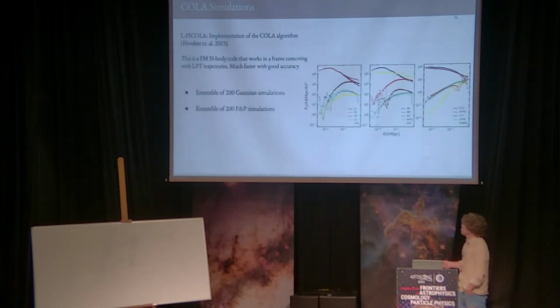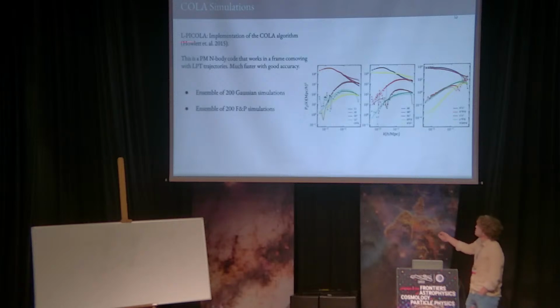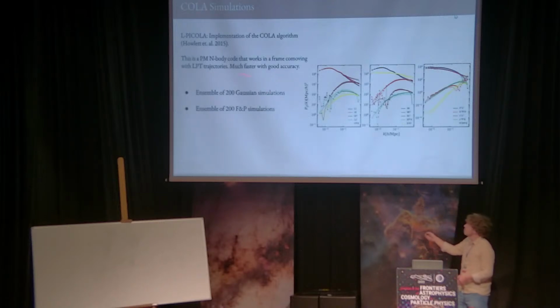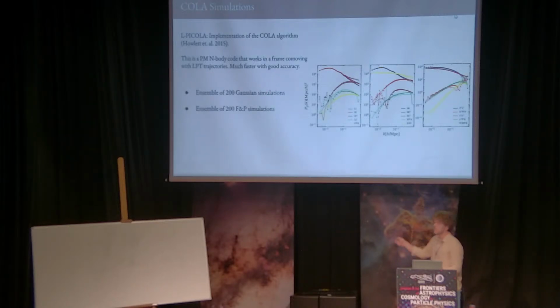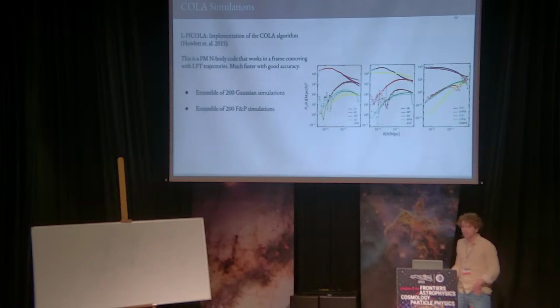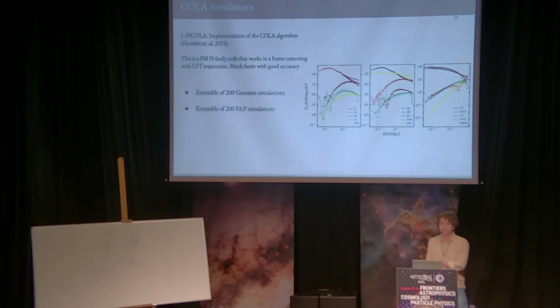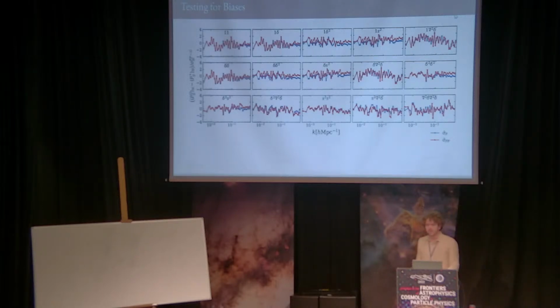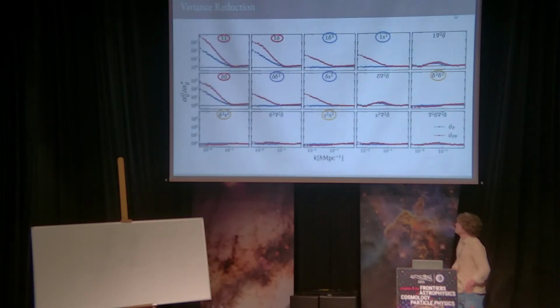So we do this first numerically. We run an ensemble of 200 COLA simulations, which are just approximate n-body, first with Gaussian initial conditions, and then with fixing and pairing. The first thing that I want to look at is, since these initial conditions are non-Gaussian now, whether these power spectra are biased, as this would be a possibility. But I'm just going to show you a very quick answer to that. They are not, so that's very nice.